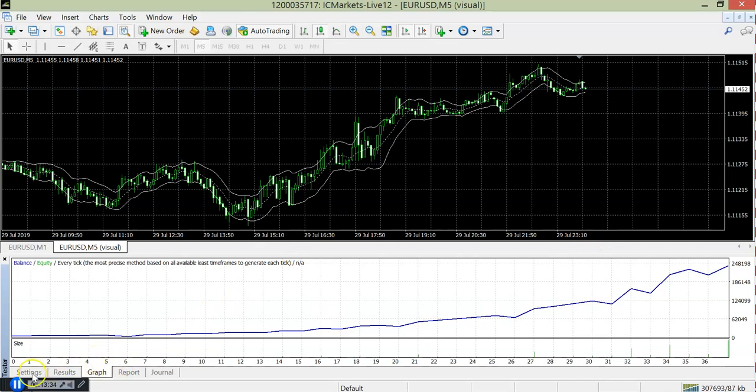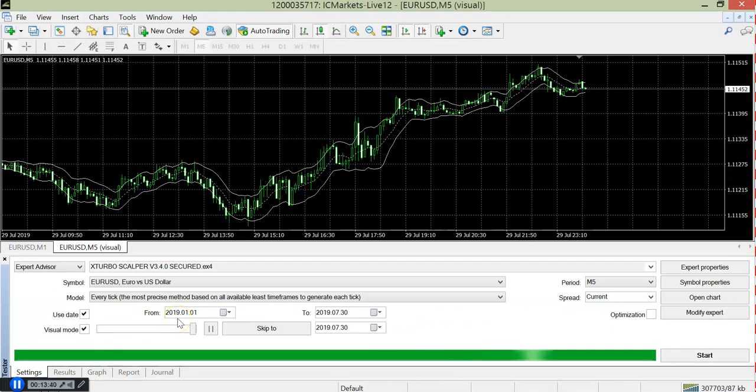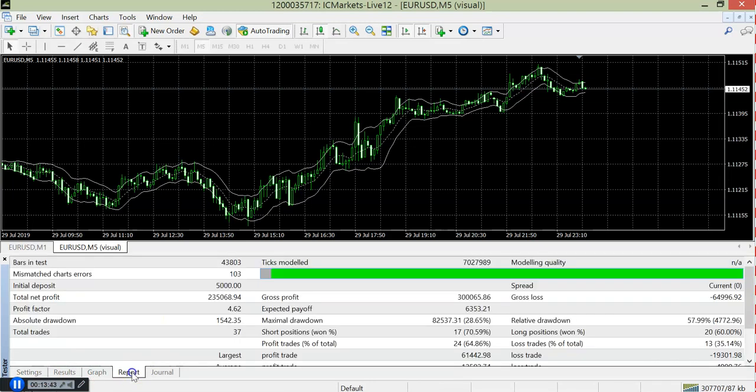We started, you see, settings, 1st of January until today. Report, what is it showing. We started with $5,000. We made profit 235, profit factor 4, maximal drawdown 28. It's pretty good regarding the risk we have taken. 37 trades. So let's see the settings. So we increased almost 50 times our account.